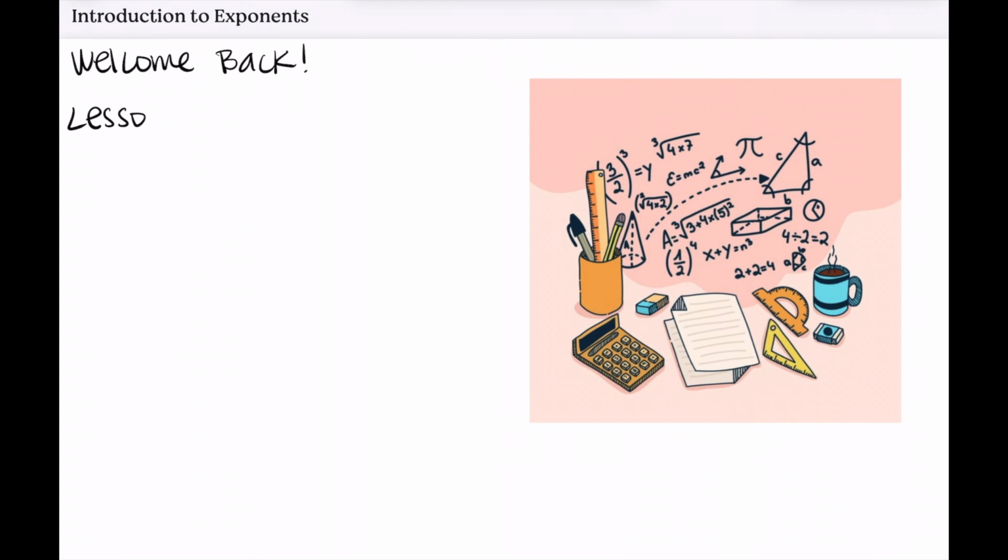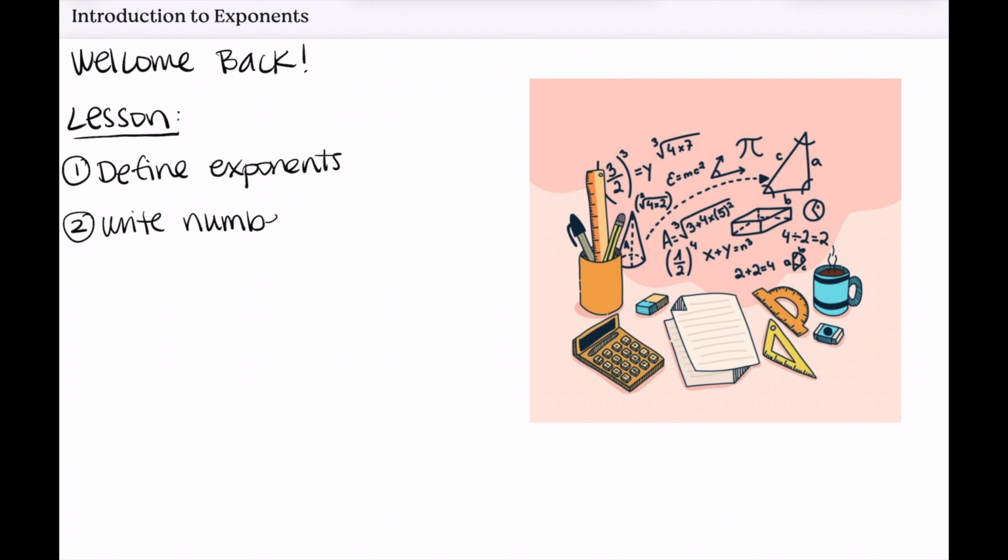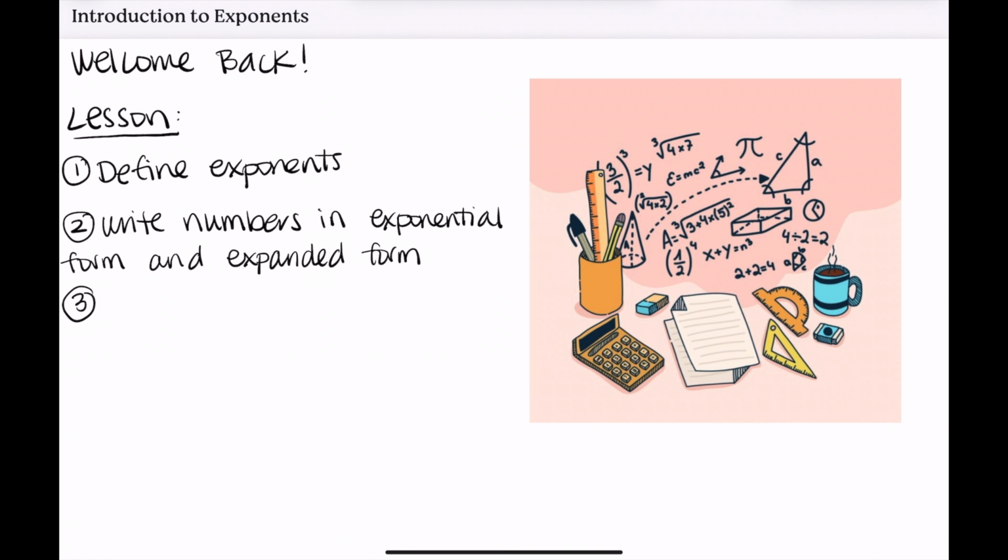In today's video, we're going to go over an introduction to exponents. For our lesson today, I'll be writing some learning objectives. First off, we will go through and define exponents and explain their purpose in math. Then we will move on, we will write numbers in both exponential form and expanded form, and we'll learn and understand what exponential form is and what expanded form is.